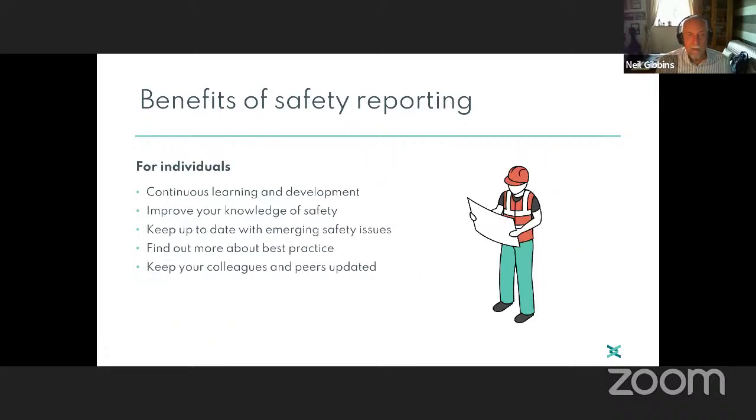From an individual's perspective, we recognise this as an opportunity for continuous learning and development, improving your knowledge of safety, keeping up to date with emerging safety issues, finding out about best practice, and keeping your colleagues and peers updated by giving them feedback about what you've read from CROSS.